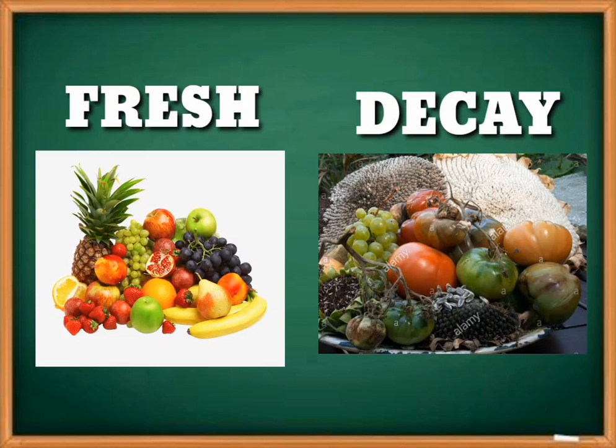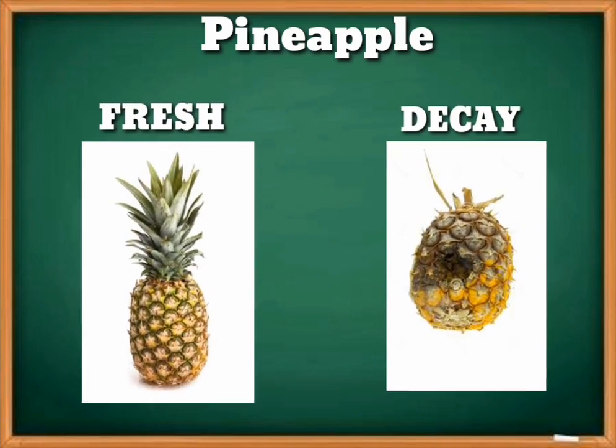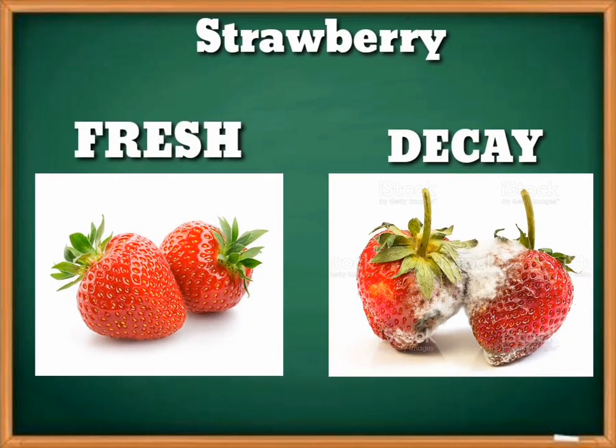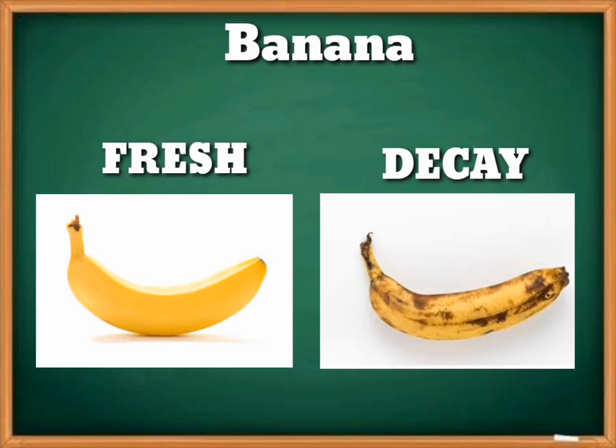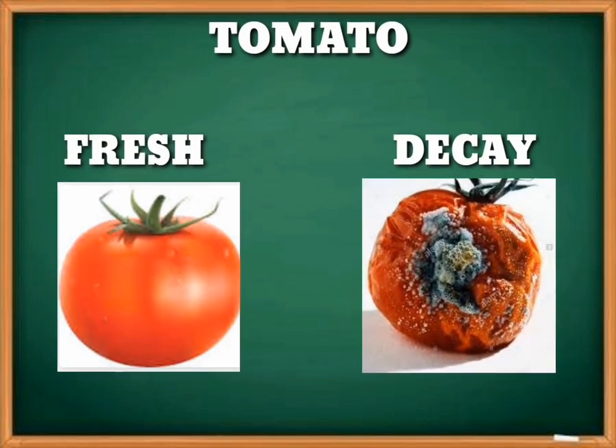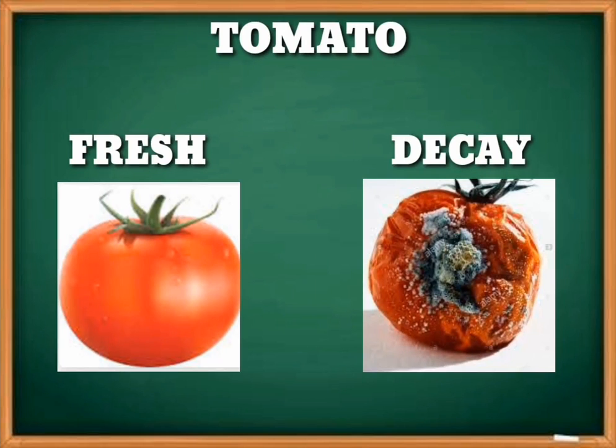Here are the examples of fresh to decayed materials. Fresh pineapple to decayed pineapple. Fresh strawberry to decayed strawberry. Fresh banana to decayed banana. Fresh tomato to decayed tomato.